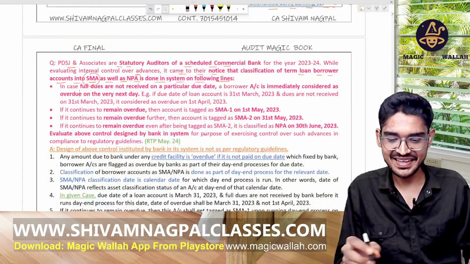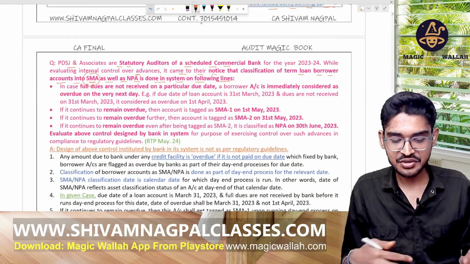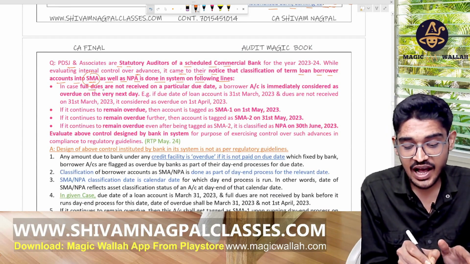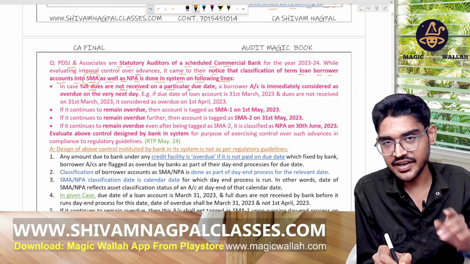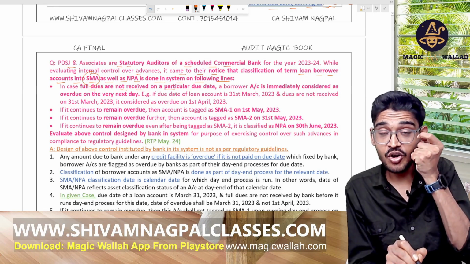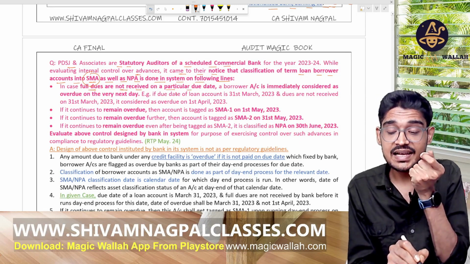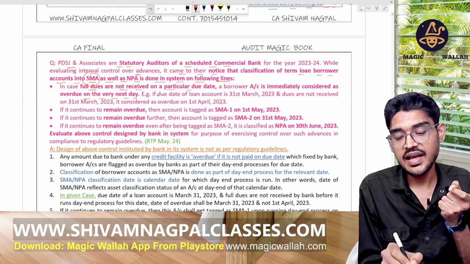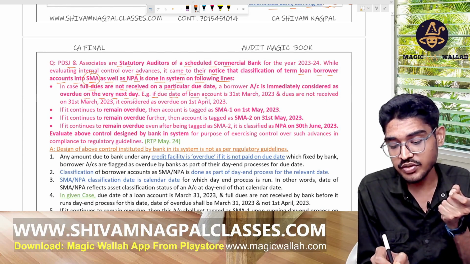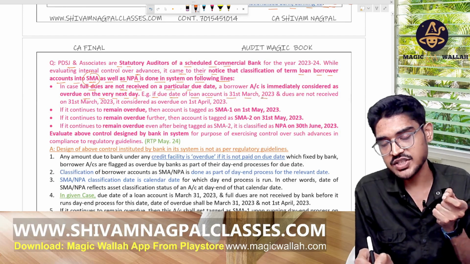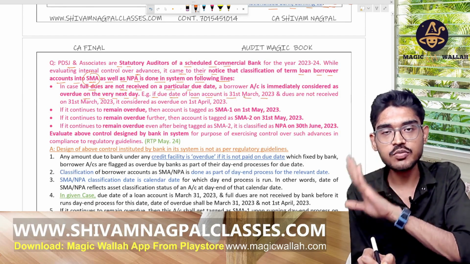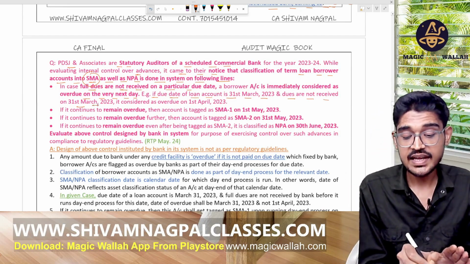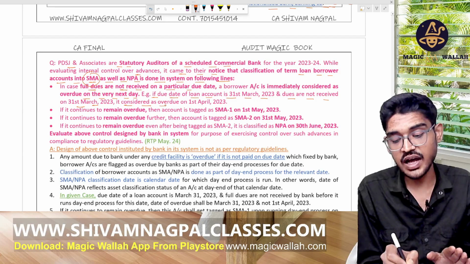Now, see here. They have given the following lines that we have made there. In case full dues are not received on a particular date, a borrower account is immediately considered as overdue on the very next day. Example, the due date of the loan account is 31st March. The dues are not received on 31st March. It is considered as overdue on 1st April.